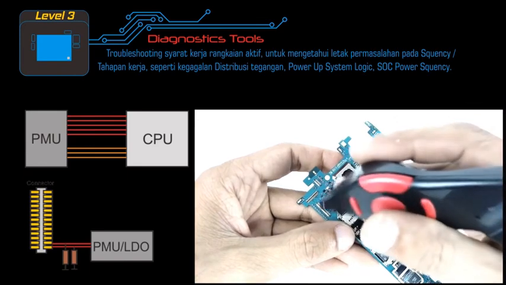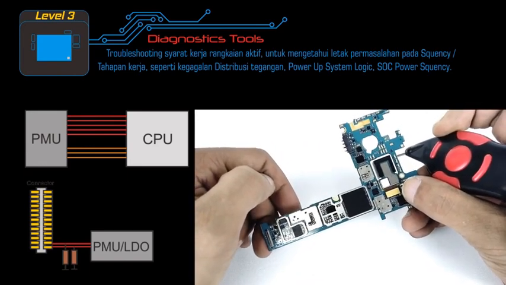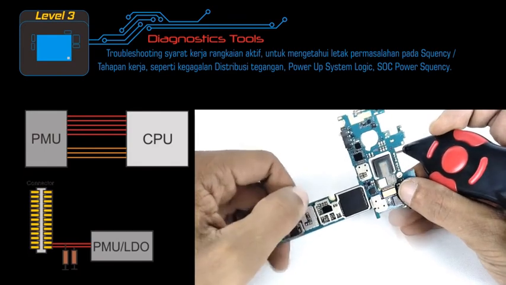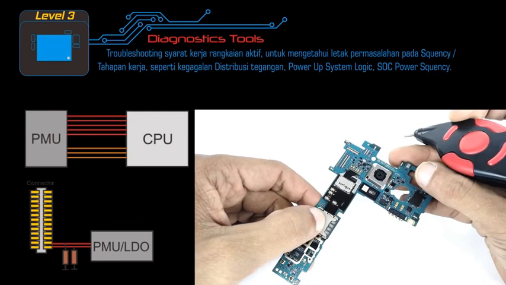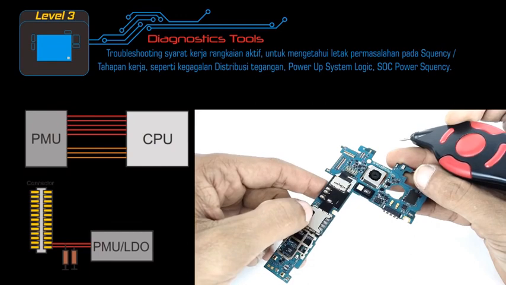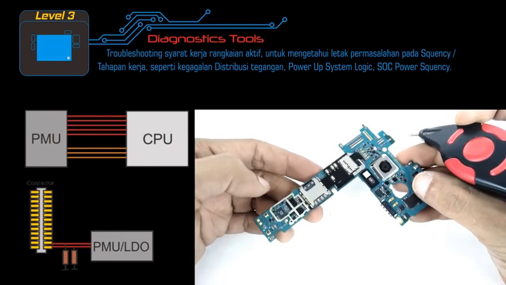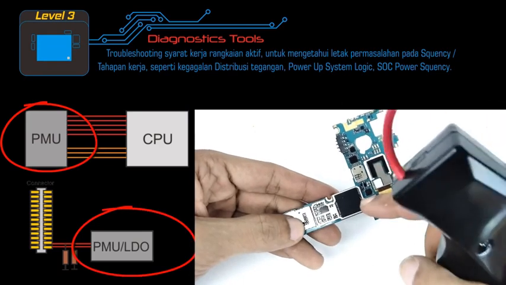At Level 3, troubleshooting in this area will be done when troubleshooting Level 1 and Level 2 has passed. That is, it can be confirmed that the circuit area is not problematic. Therefore, you need to proceed to troubleshooting the working voltage area. This problem could be due to the problem IC. It could be from the LDO IC, low dropout, or it might be from the PMU that has the problem.